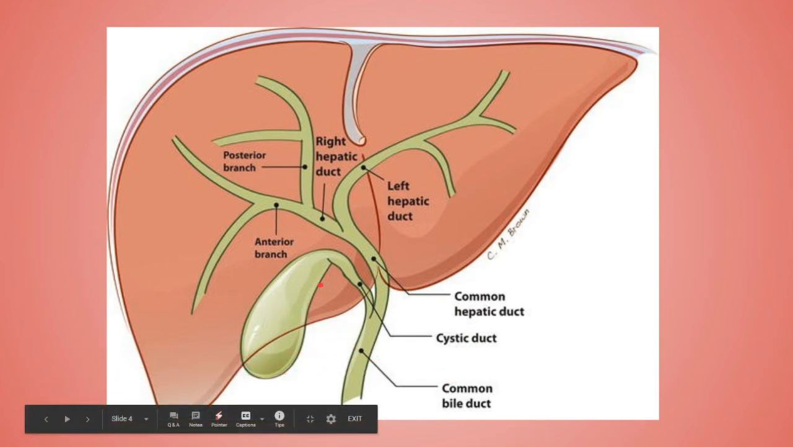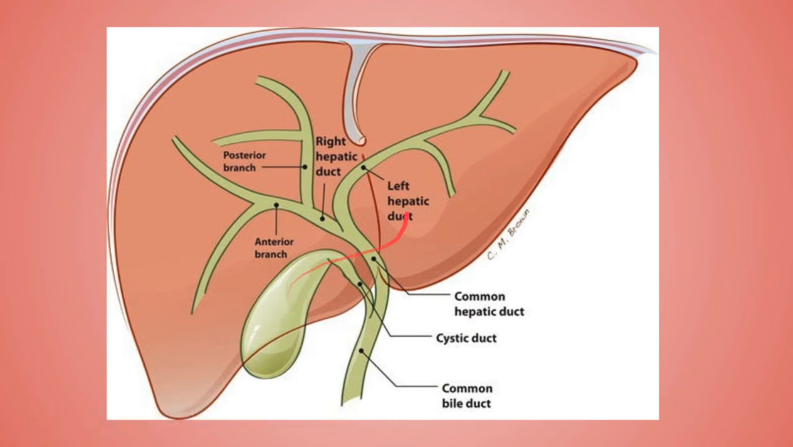Now the next part is the body of the gallbladder. This body part is present in the fossa of the gallbladder in the liver, in the right lobe of the liver. The upper narrow end of this body is continuous with the neck at the right end of the porta hepatis. The superior surface of the body is devoid of peritoneum.